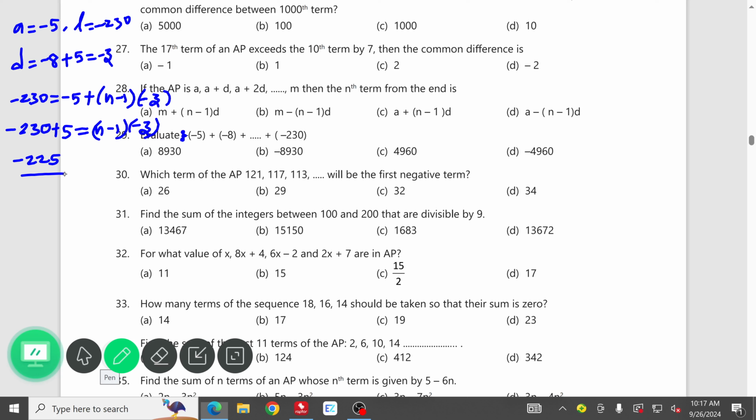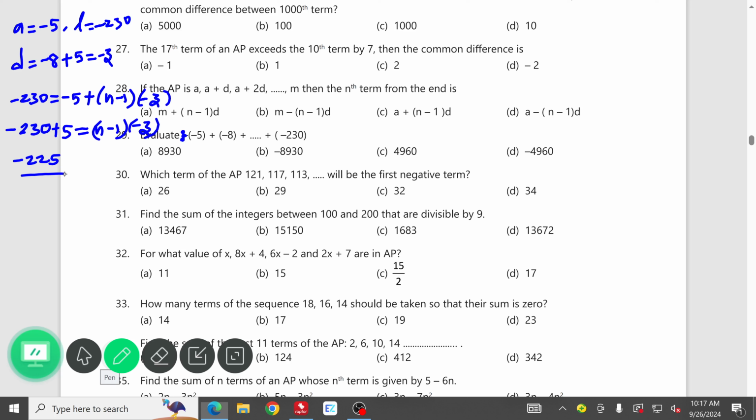Okay. So 76 divided by 2, A value minus 5 plus L value minus 230. 76 divided by 2 is how much? 38. Okay, 38 into minus 235. Multiply this, that is your answer. Multiply. 38 into minus 235. Minus 8930. 8930. So that is our required answer.